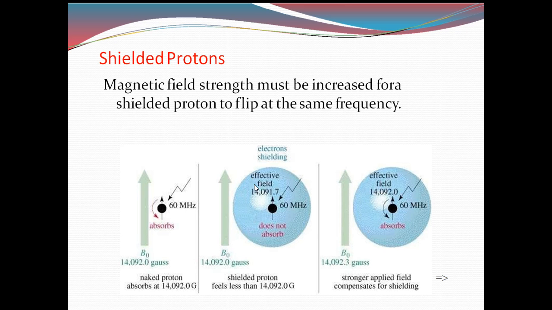But if the proton is highly shielded, this magnetic field, generally magnetic field strength, can be shown with the help of gauss. So the units are gauss. So this 14.092 is not sufficient for a shielded proton. That means it will not absorb any radiation. So in order to absorb the radiation, you have to apply a stronger field so that it will easily pass into that electron shield. Okay.